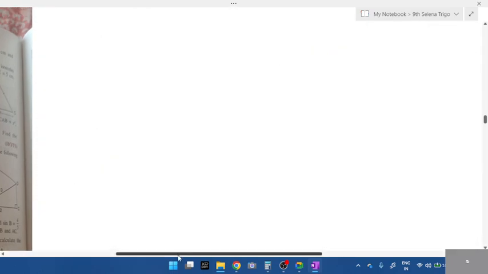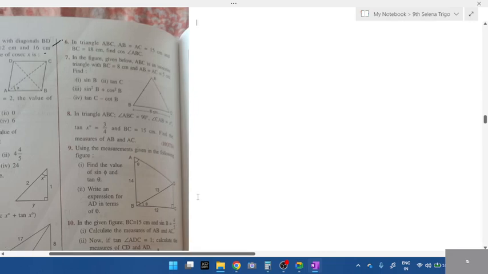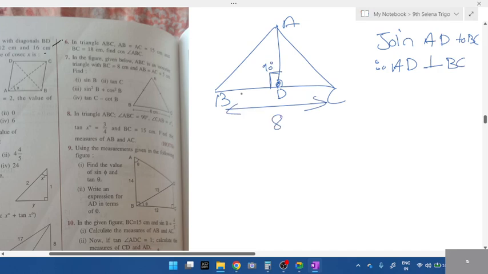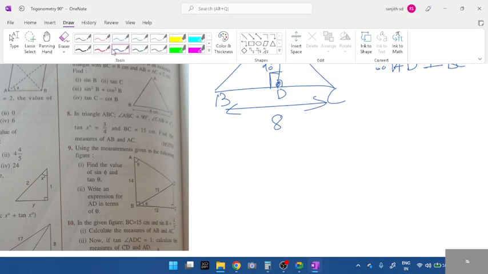For the seventh one, it's the same. They just gave the diagram. What kind of diagram? Isn't it an isosceles triangle? ABC. If this is A, draw a straight line. Right? Join AD. Write the statement. All of you will join AD to BC. Therefore, AD becomes what? AD is perpendicular to BC. What's the meaning? What's the angle formed? 90.